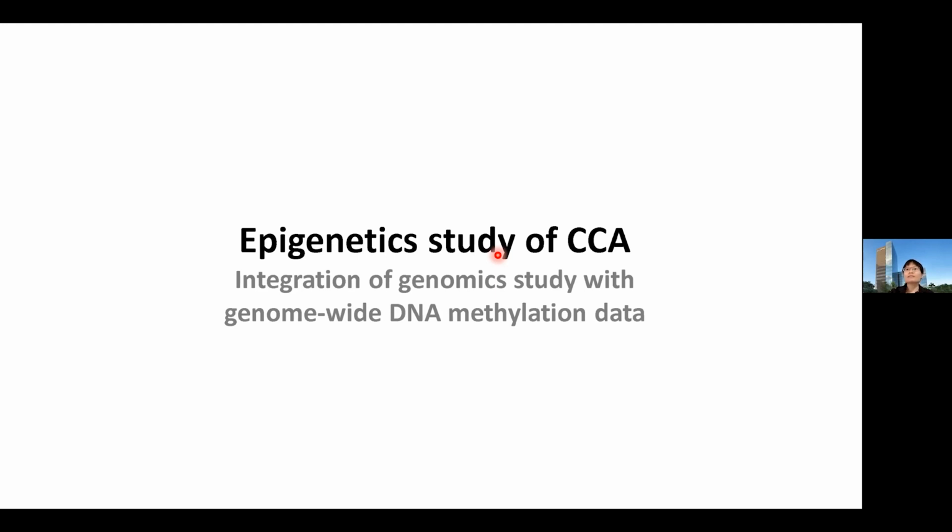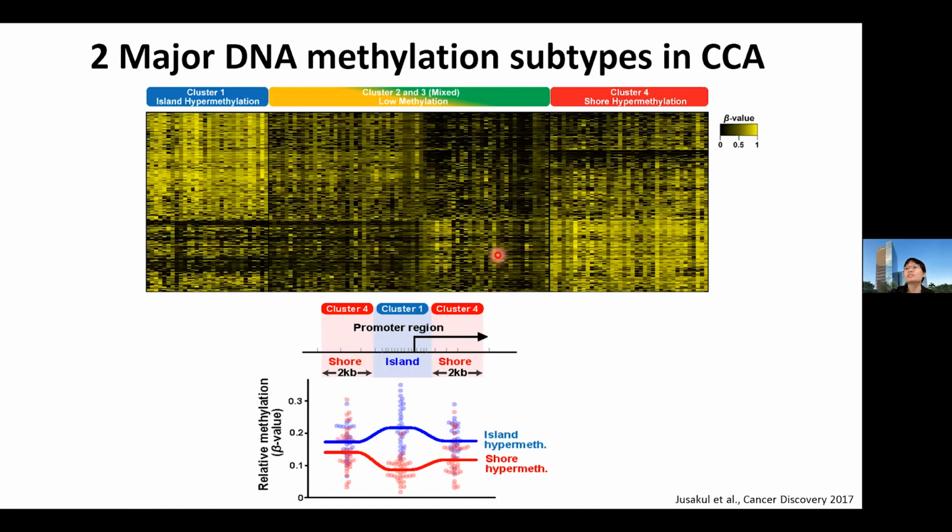We were quite surprised to find two major DNA methylation subtypes in cholangiocarcinoma, cluster 1 and cluster 4. Cluster 1 is made up predominantly of Fluke positive cholangiocarcinoma cases, and we find that there's increased island hypermethylation as compared to shore hypermethylation. Whereas cluster 4, which is made up of predominantly Fluke negative cholangiocarcinoma, has increased shore methylation compared to island hypermethylation.